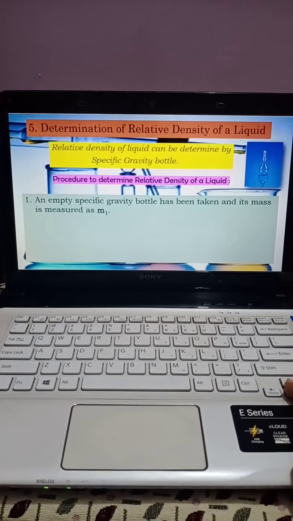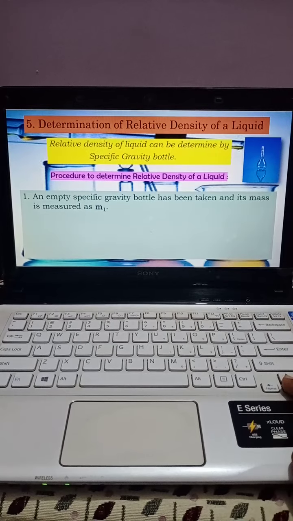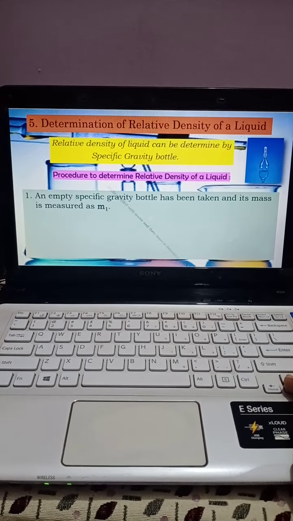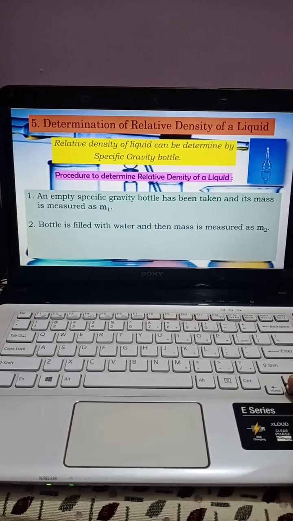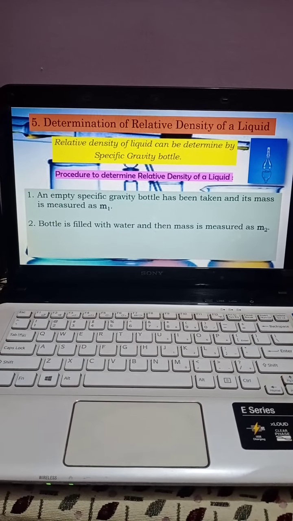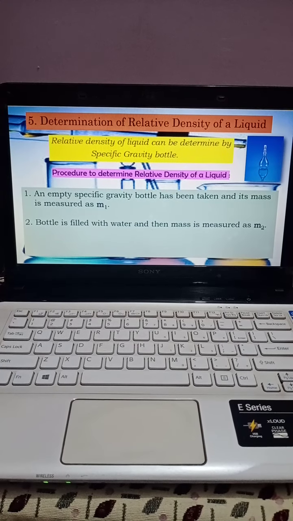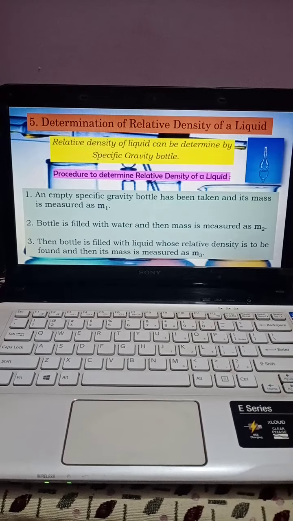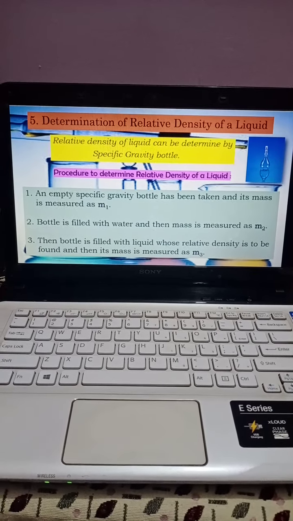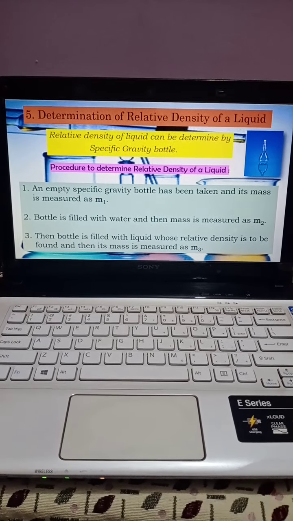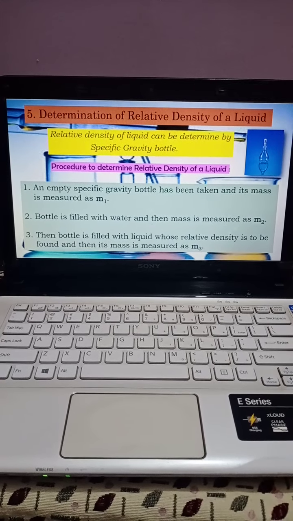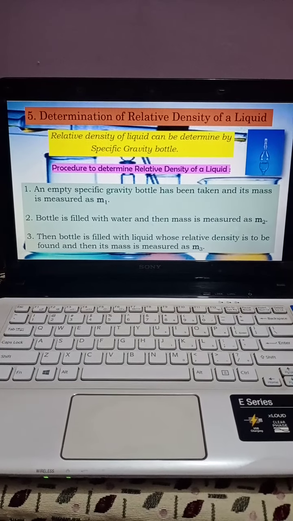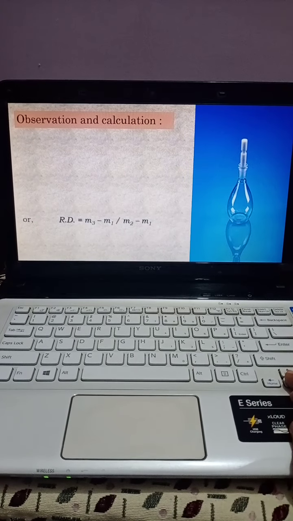So first step is, first we are going to find out the weight of empty bottle. Suppose it is M1. Second step is, we are going to fill water in this bottle, and then again we are going to measure the mass. Suppose that mass is M2. Then third step is, we are going to fill the liquid whose density we are going to find out, and then again we are going to find out the mass, and suppose that mass is M3. Next part is the calculation.